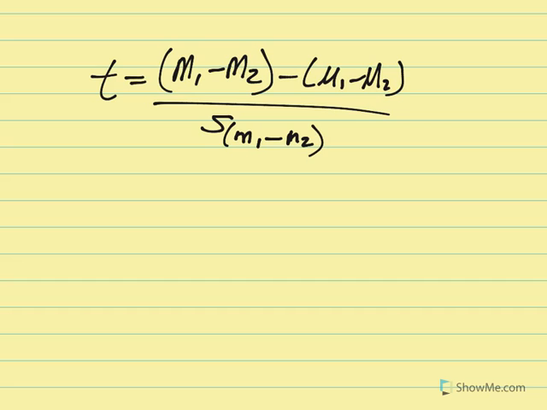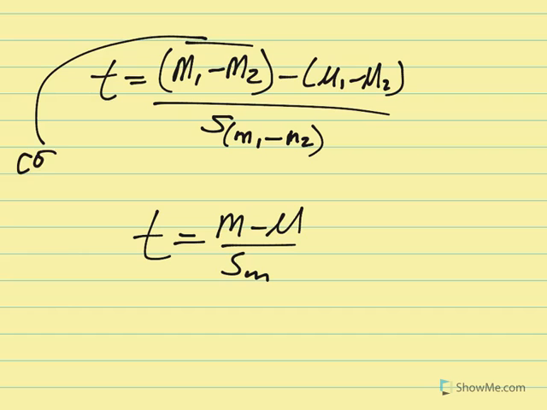Again, in chapter 9, our t looked like this. Our t equation was M minus mu over S sub M. So notice the similarities, but just as I indicated previously, it's almost as if we're doubling everything. So the information here comes from sample data.